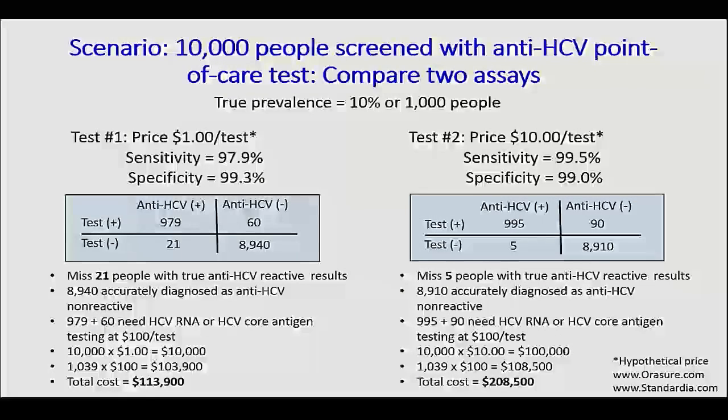The second one looks on the surface to have pretty similar sensitivity and specificity. A big difference, though, is you only miss five people. Five people are false negatives with the second test that we're going to call $10, compared to 21 that you miss with the first test. How much are we willing to spend to not miss people? And this is where you get in. You can do sort of cost analyses, but you also get into some judgment.